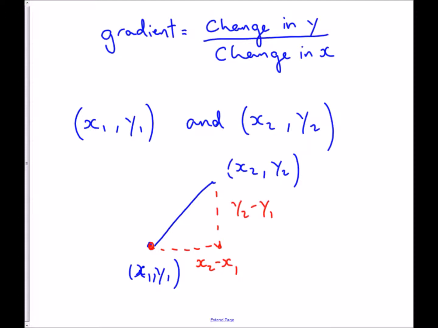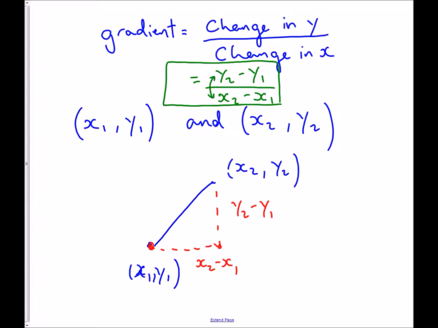minus y1. So that gives me the change in y, which means I can rewrite the formula which we had up here. Instead of just being the change in y over the change in x, I can say it's my second y coordinate, take away my first y coordinate, over my second x coordinate minus my first x coordinate. In practice, it doesn't really matter which way round you do it. You could have your first y coordinate take away your second y coordinate, provided on the bottom you have your first x coordinate take away your second x coordinate. So long as these are from the same coordinate and these are from the same coordinate, it will work.